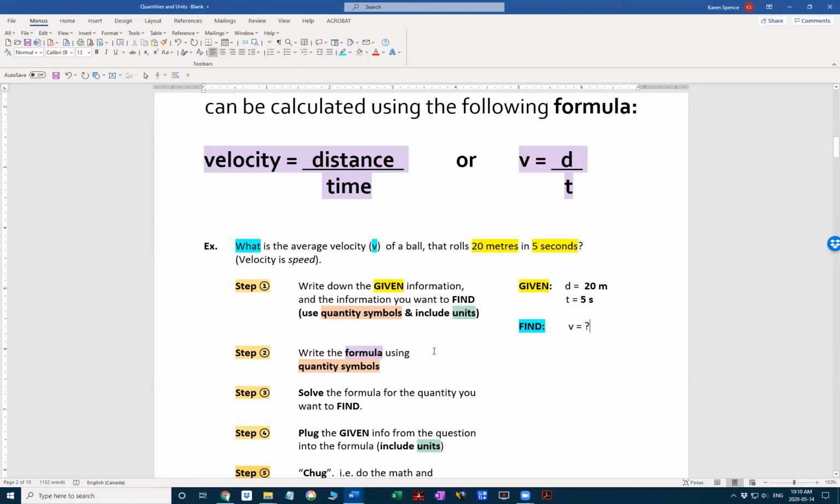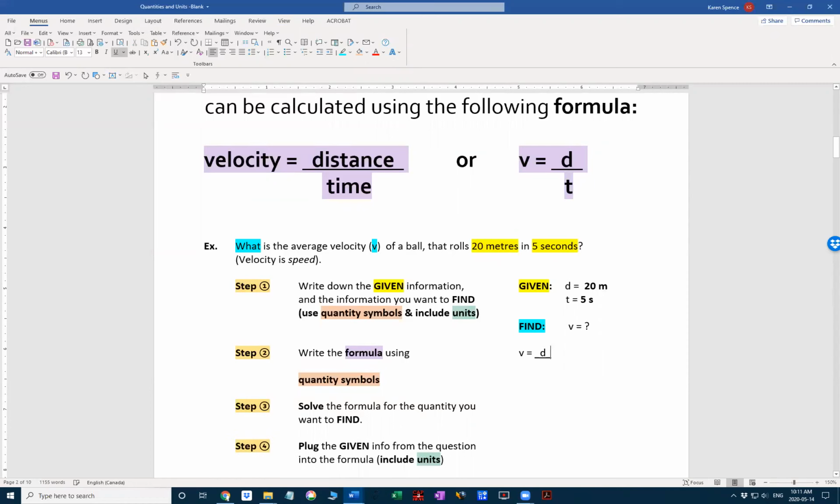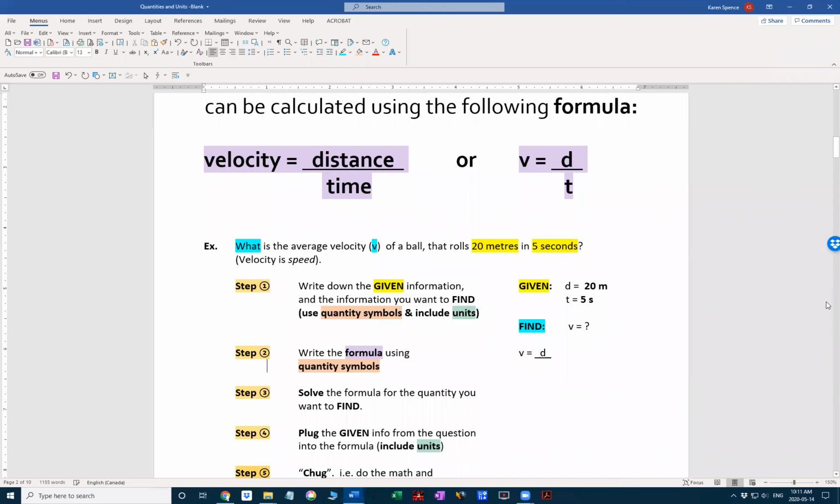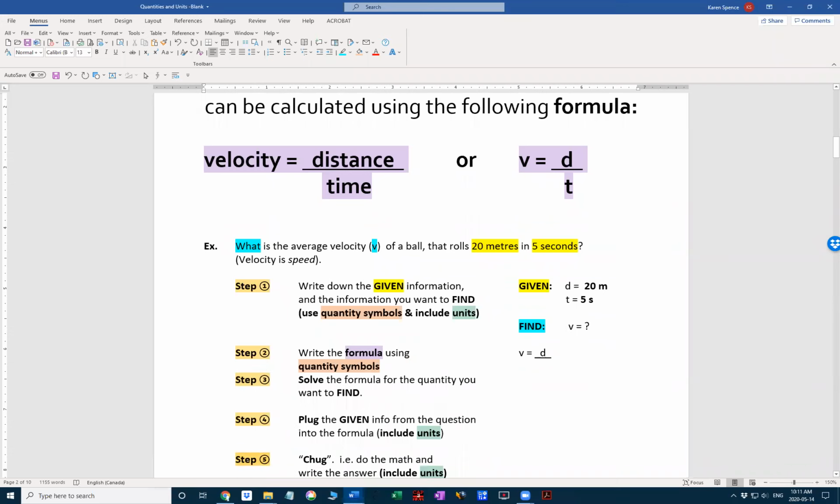Okay, step number 2. You are going to write the formula. So V is equal to D divided by T.